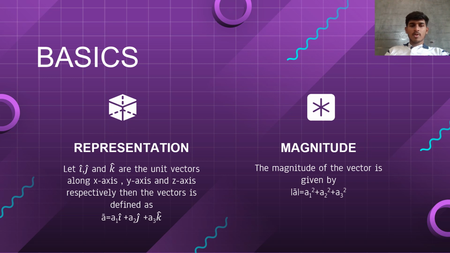Some basics of vectors: vector representation. Let i cap, j cap and k cap be the unit vectors along the x-axis, y-axis and z-axis respectively. Then the vector is defined as a bar equals a1 i cap plus a2 j cap plus a3 k cap. The magnitude of the vector is given by the modulus of a bar, which is the square root of a1 square plus a2 square plus a3 square.